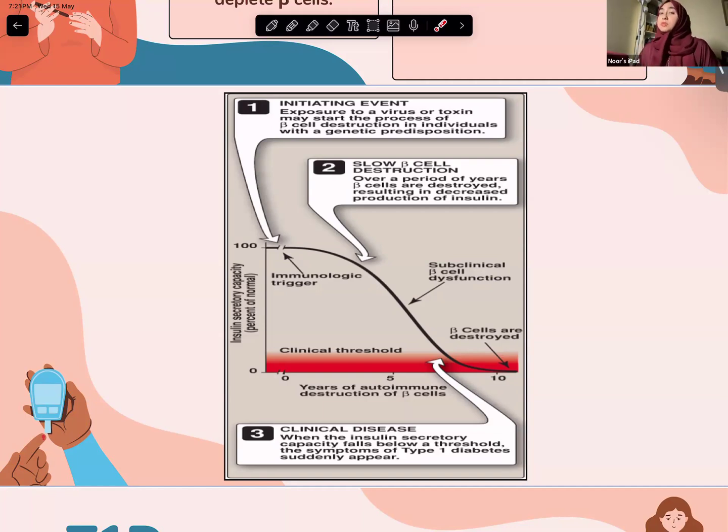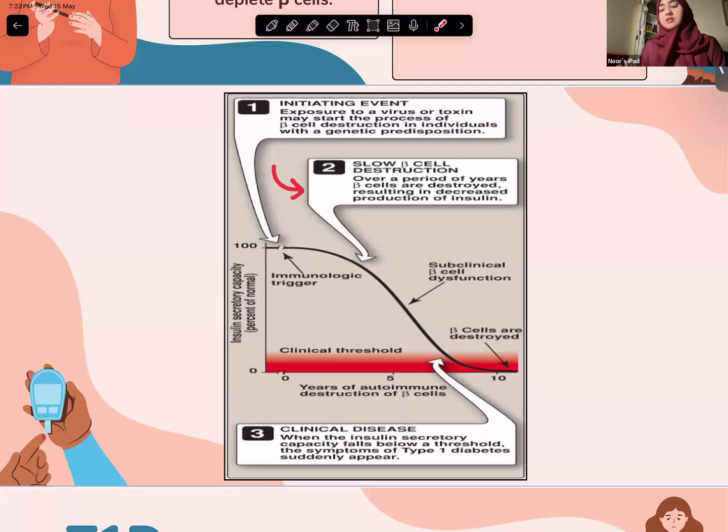So what actually happens in type 1 diabetes? Look at step one: there is exposure to a virus or toxin. The body is exposed to the virus or toxin, and that starts beta cell destruction in individuals with genetic predisposition. So the first step is an immunological reaction, an exposure to a virus or toxin. When it is exposed to the islets of Langerhans, it slowly and gradually gets into the beta cells and starts to destroy them, and hence no insulin is produced.